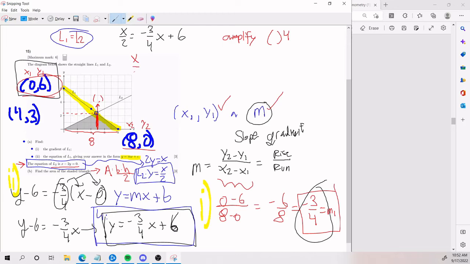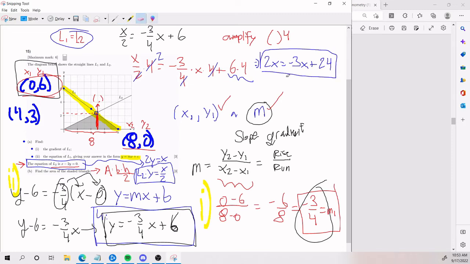So I do x over 2 times 4 equals negative 3 over 4x times 4 plus 6 times 4. See? So if I do that, this guy goes away, this guy turns into 2, this guy goes away with this guy, and these two just kind of melt together. See? So I end up with 2x equals negative 3x plus 24. See? Suddenly this is much easier to work with just because I got rid of the fractions, right?